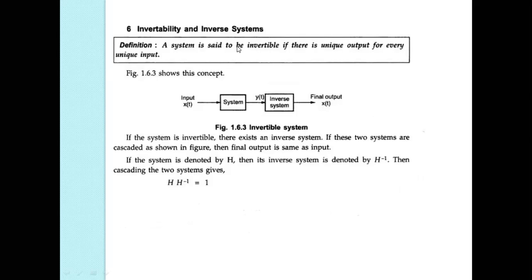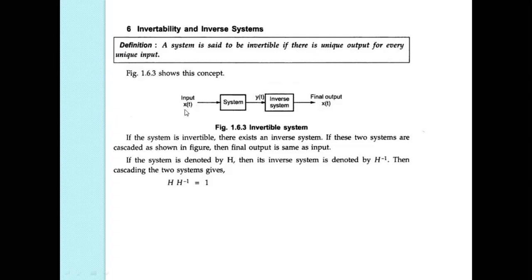Invertibility and inverse system. A system is said to be invertible if there is a unique output for every unique input. For every unique input, we have a unique output. That system is called an invertible system, or invertibility.